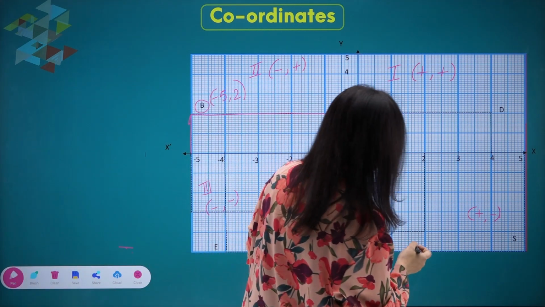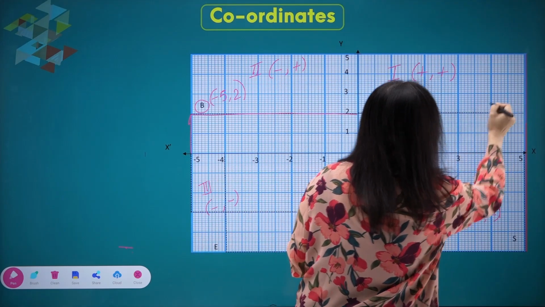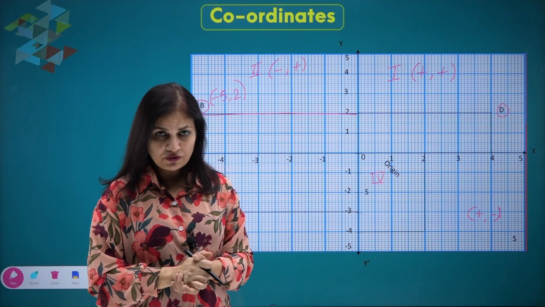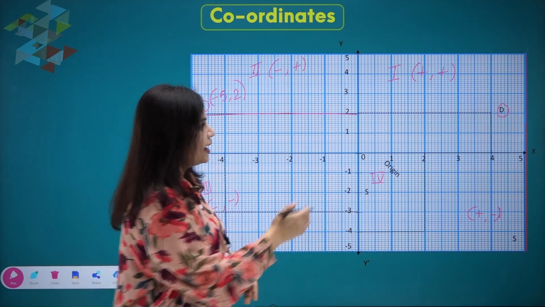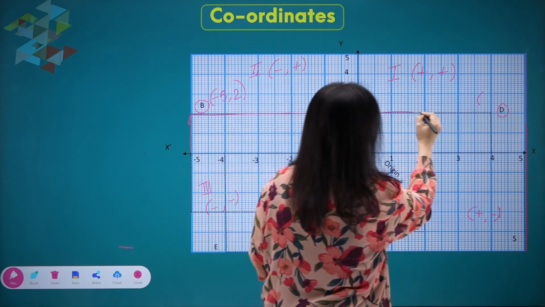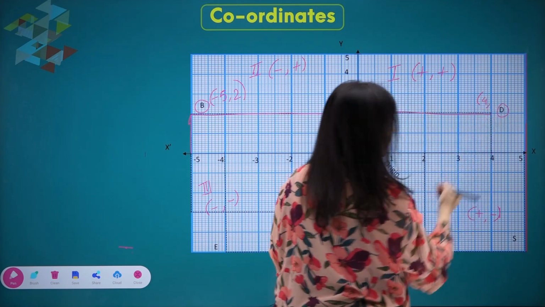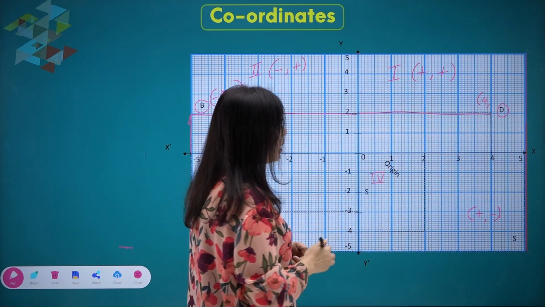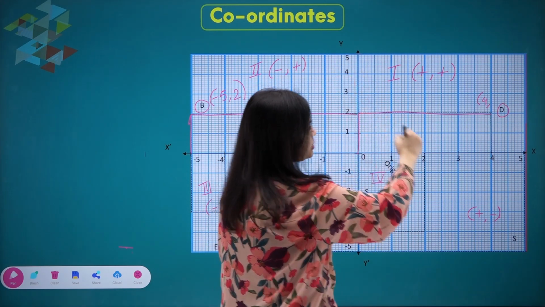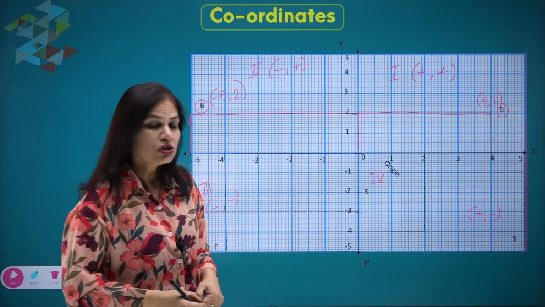Now let us come to the next point, D. D is lying in the first quadrant and we will get both the values of x and y as positive. And I can clearly see that the horizontal distance from the y-axis is 4 units, 4 to the right, so plus 4, and the vertical distance from the x-axis is 2 units upwards, so 4, 2.